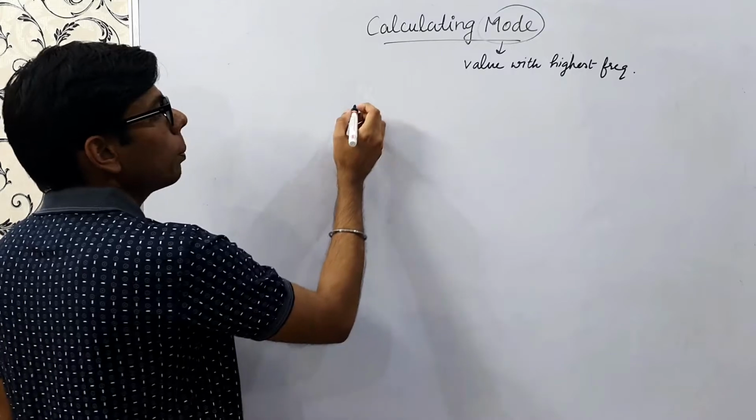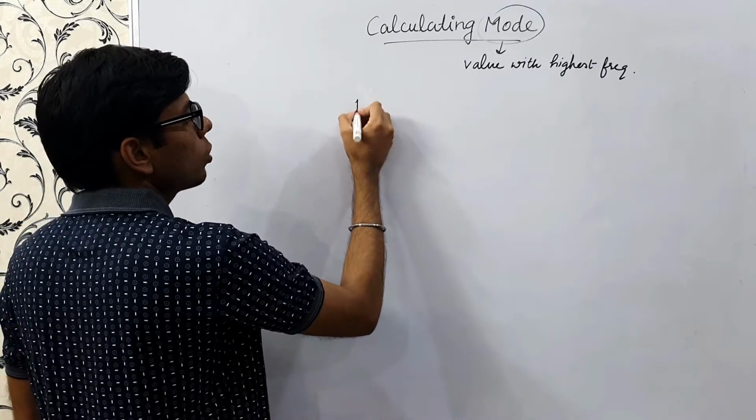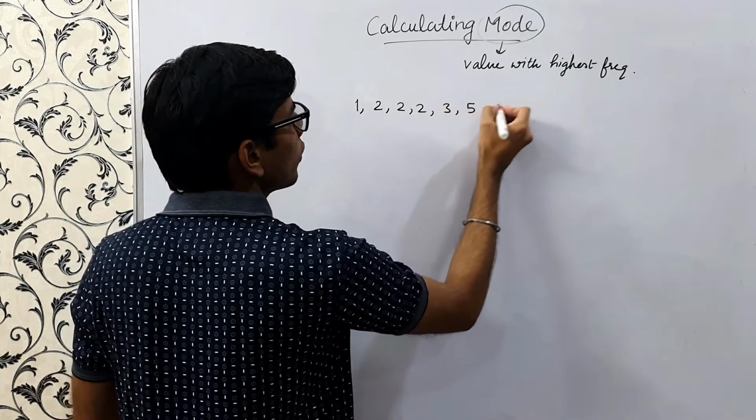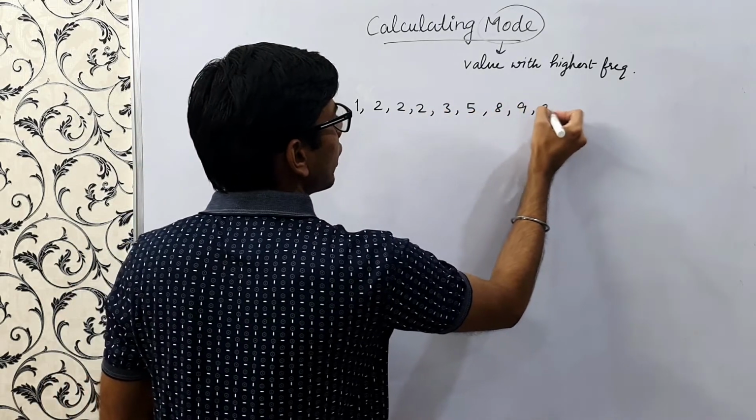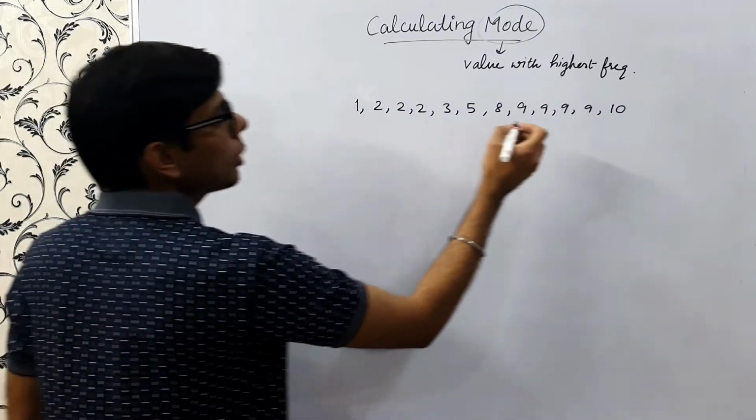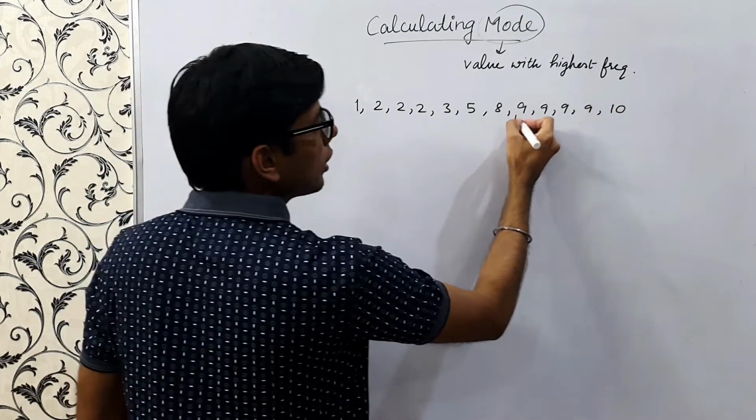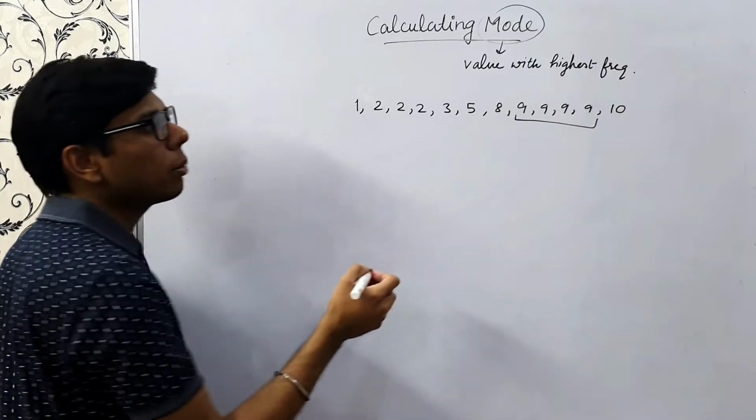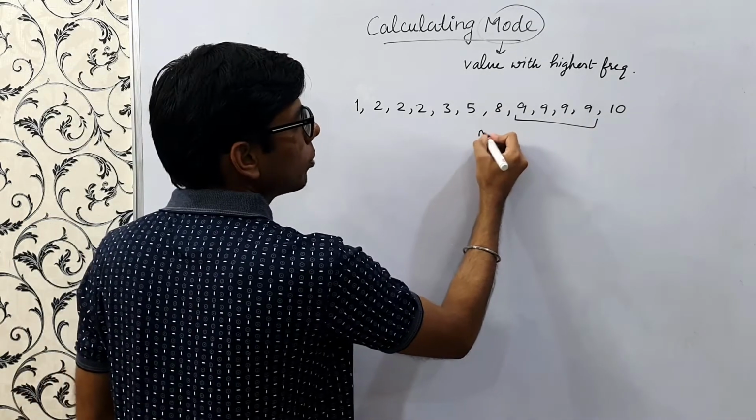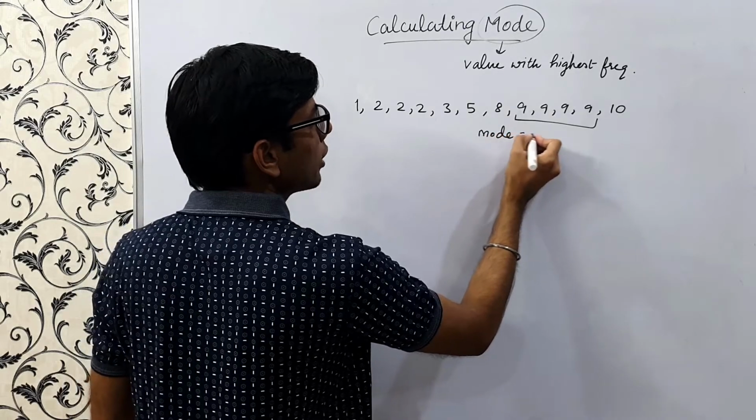Suppose we are simply given a data set as 1, 2, 2, 2, 3, 5, 8, 9, 9, 9, 9 and 10. Here, simply by inspection, we see that 9 is occurring the maximum number of times, right? So the mode is 9 here. It's the most simple case.